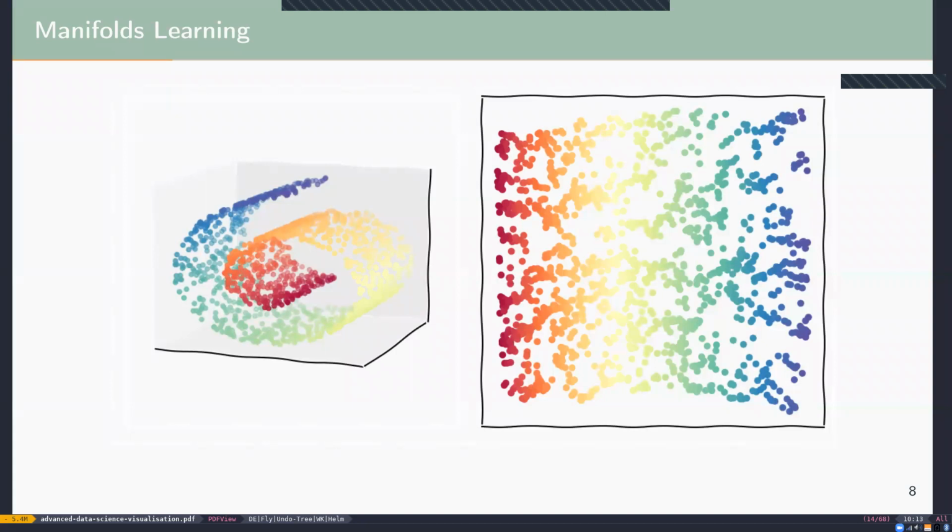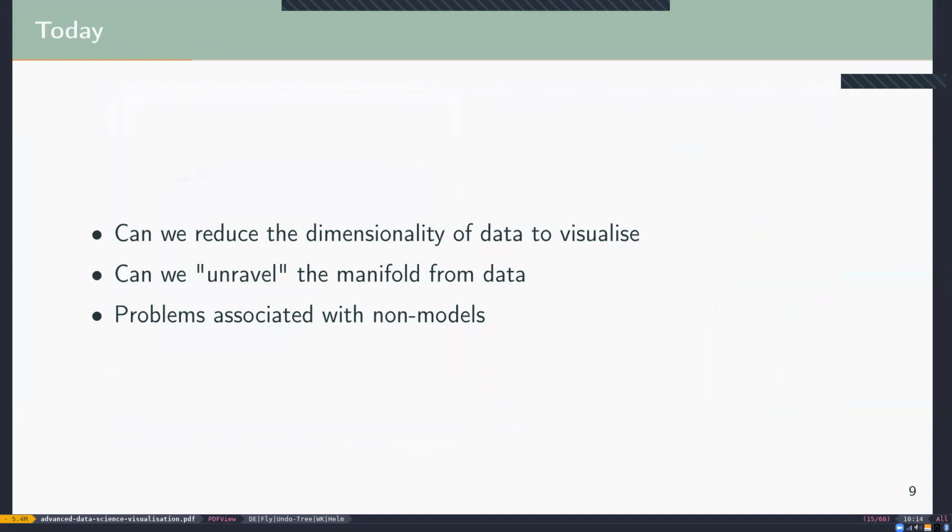Cool. So what we're going to talk about then is to say, how can we reduce the dimensionality of data to somehow visualize it? Can we think about these manifolds to think about how can we unravel a manifold? So take that Swiss roll and then bend it up like this, right? And then we are towards the end of the lecture.